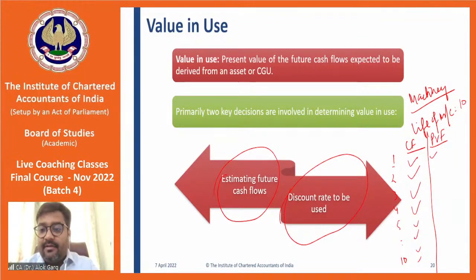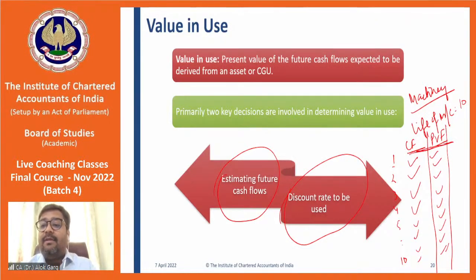So after estimating the cash flow, you have to apply the present value factor, and cash flow multiplied by present value factor will give you the present value as on date, right? So friends, this present value is nothing but a value in use. It's a VIU, value in use.